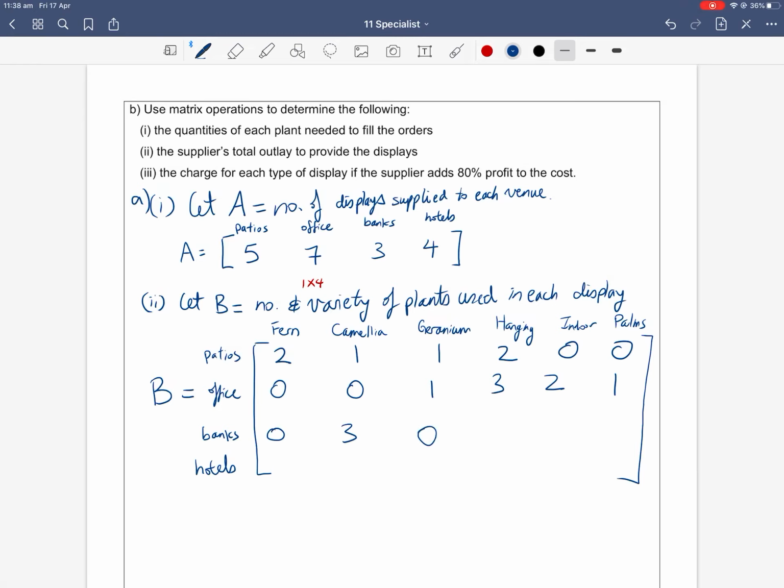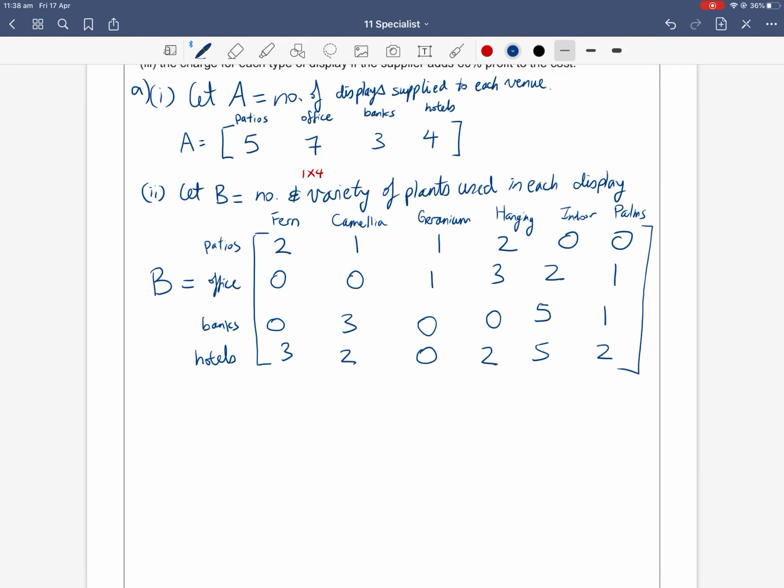For the banks we've got no ferns, 3 camellias, no geranium, no hanging, 5 indoors and 1 palm. And lastly for the hotels we have 3 ferns, 2 camellias, no geraniums, 2 hanging, 5 indoors and 2 palms. So B is a 4 by 6, 4 rows by 6 columns matrix.